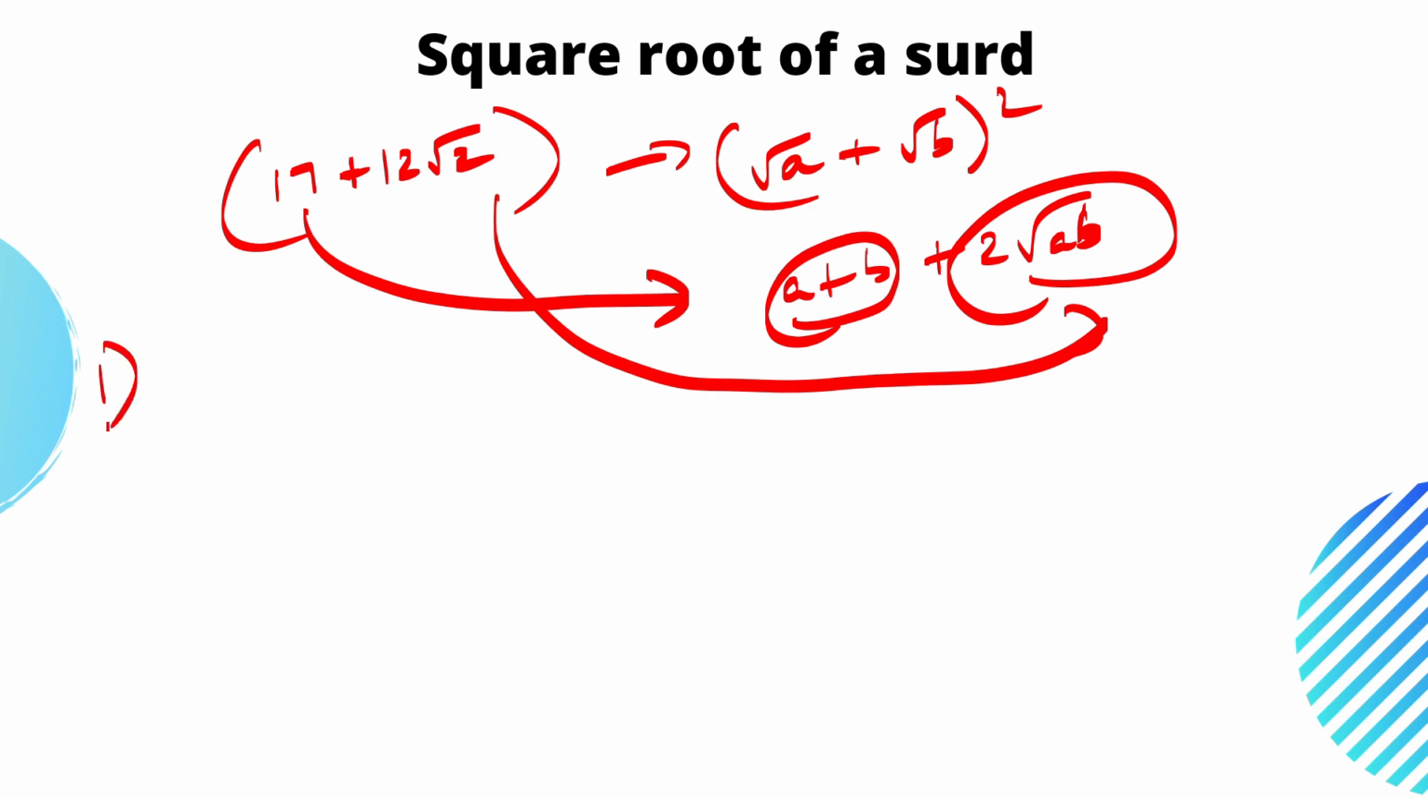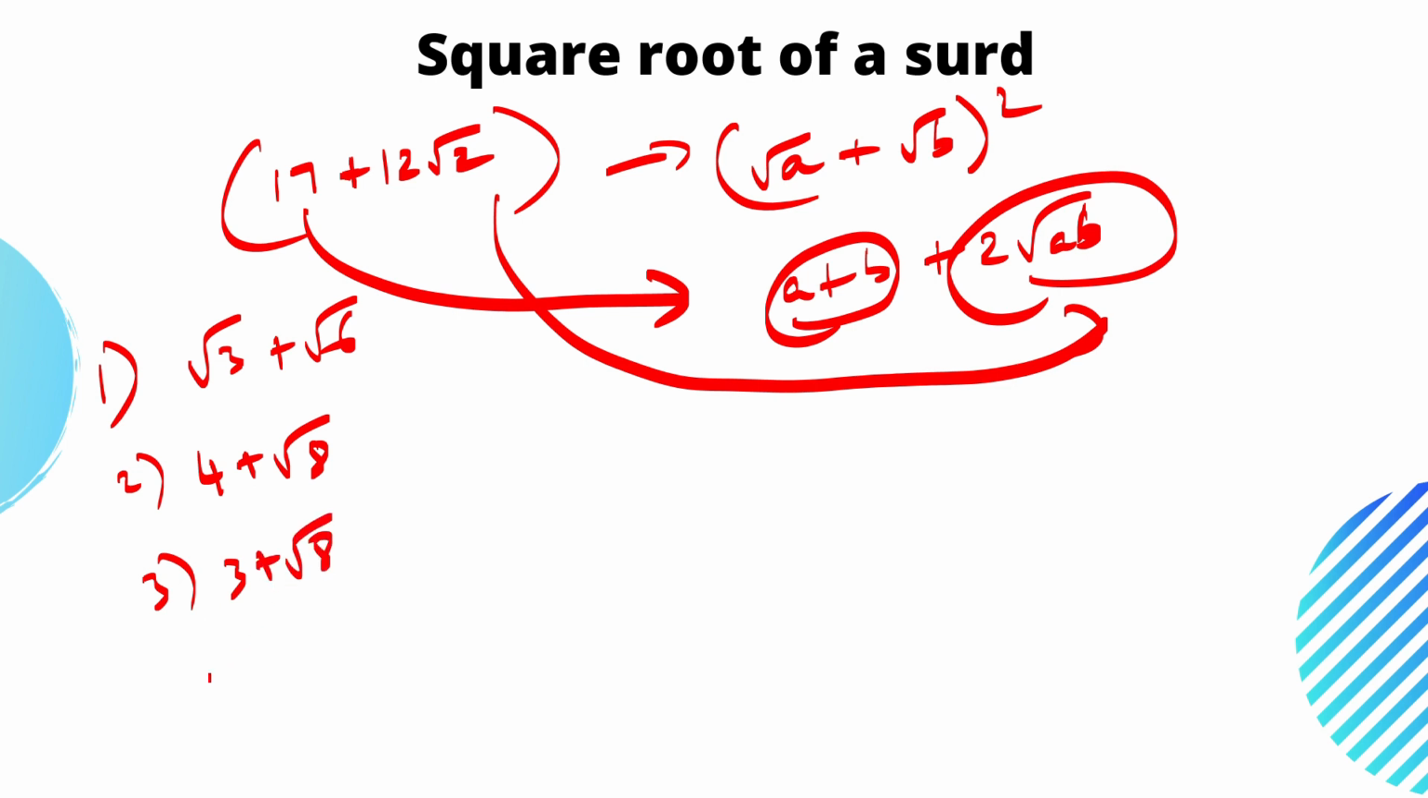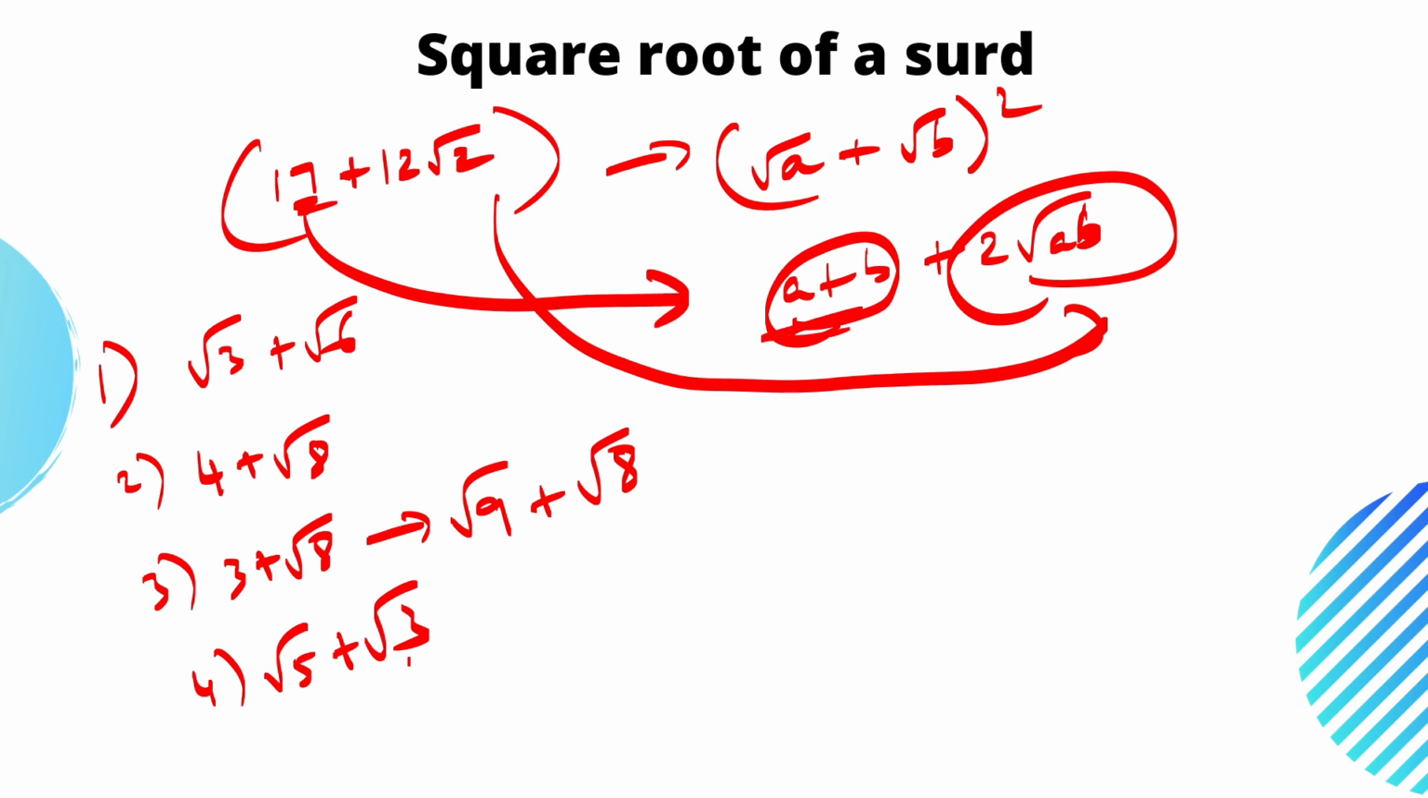Now what are the options given? The options are root 3 plus root 6, the second one is 4 plus root 8, 3 plus root 8, and the last one is root 5 plus root 3. Now just check. 3 can be written as root 9 plus root 8. So a plus b equal to 17. Now we can simply say that 9 plus 8 is equal to 17, right? Hence option 3 is the answer.